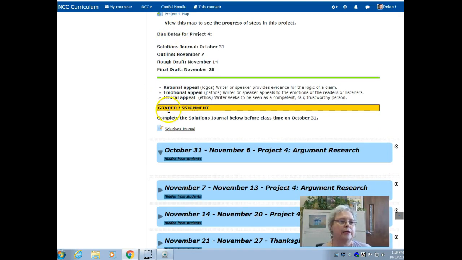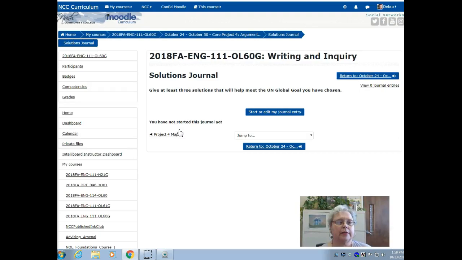And then finally, here is the graded assignment for this week. Be sure you do your solutions journal. What the solutions journal is asking us to do when it opens up here is to give at least 3 solutions that will help meet the UN global goal that you have chosen. You don't have to put all the details in there of the evidence to back up that these are good solutions, but you need to be getting that. All you need to do for the journal is list what the solutions are. But as far as your research goes, you need to be taking notes and having sources that back up why these are such good solutions.